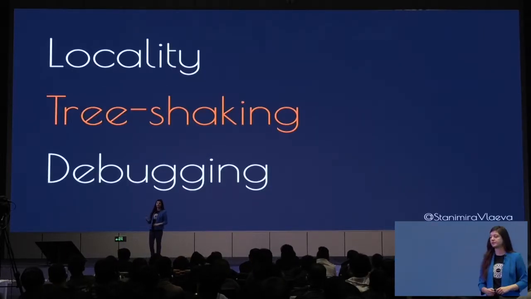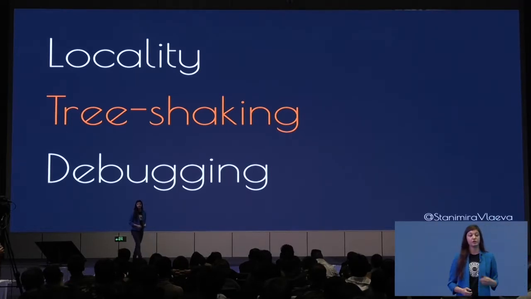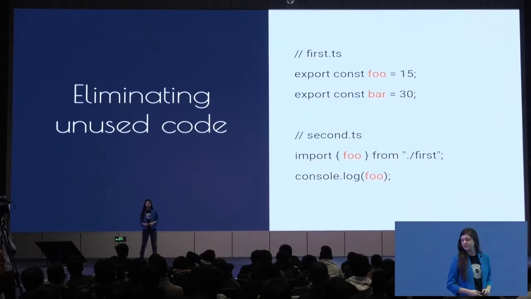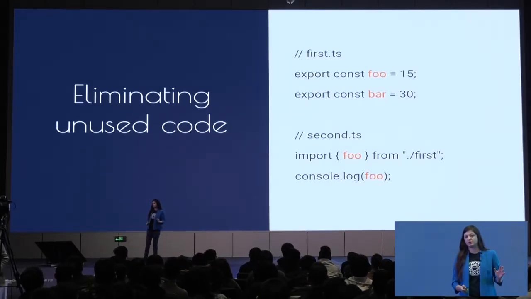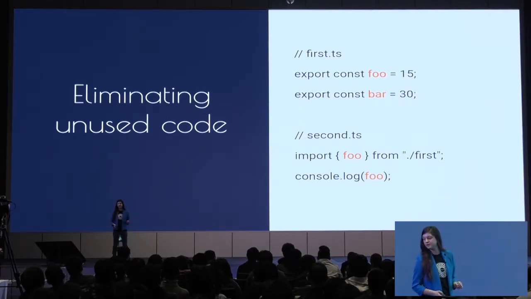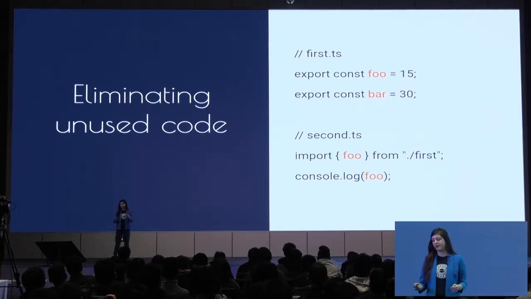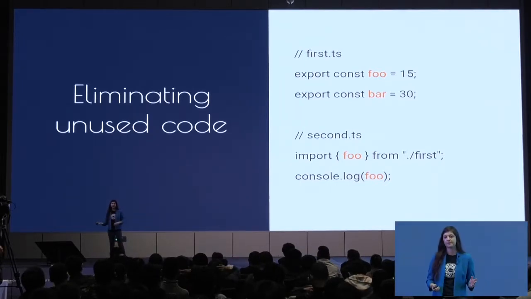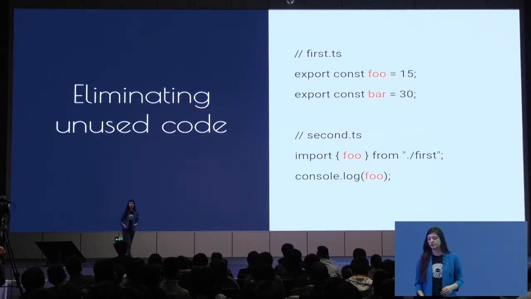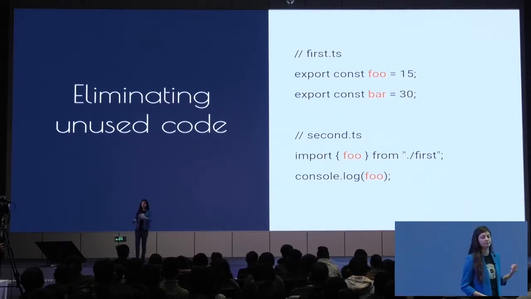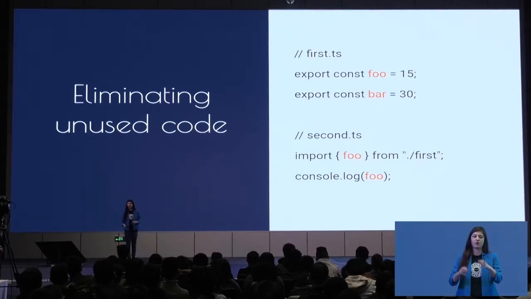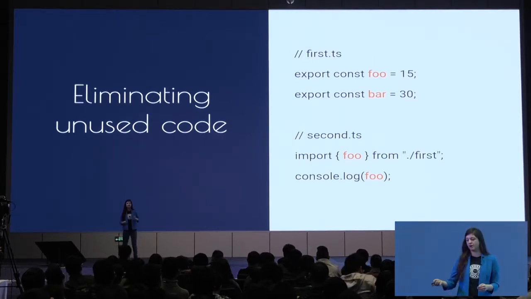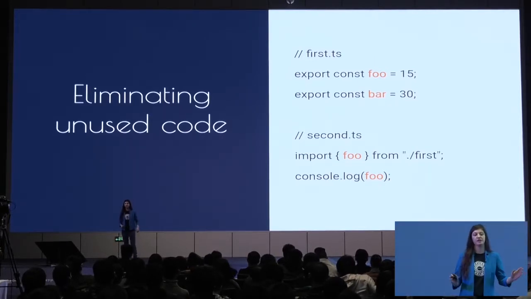All right. The second thing I'm going to talk about is tree shaking. First, what is tree shaking, of course? In short, it's about eliminating unused code. You can see here we have one file, first TS, which exports two variables. And we have a second file, which imports only the first variable. And let's imagine that that's our whole project, right? And clearly, the second export, const bar, is not used anywhere in the app.